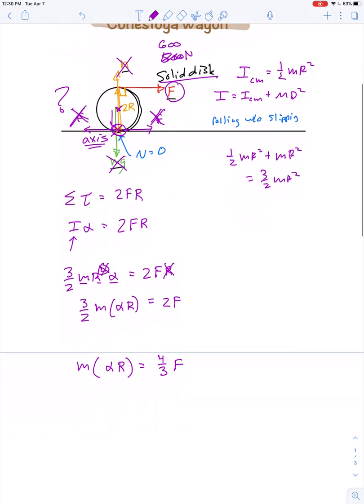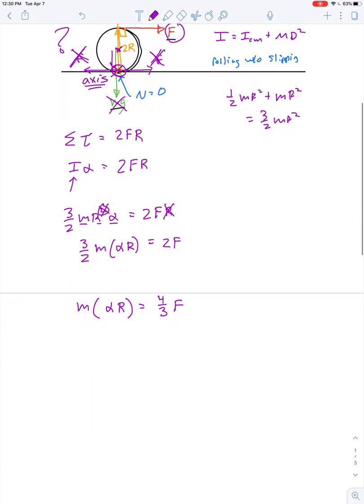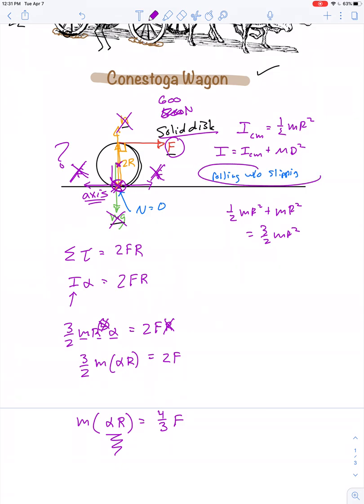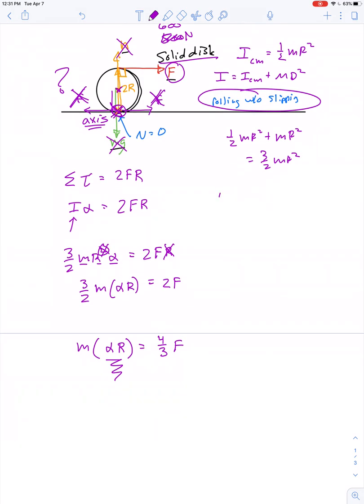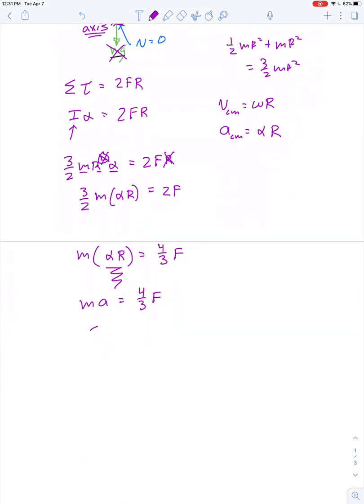So if you pulled with 600 newtons, then you'd get, well, wait a minute, what's this? Alpha times r. If we're assuming that this disk rolls without slipping, then not only does the speed of the center of mass equal the angular speed times the radius of the disk, but the acceleration of the center of mass equals the angular acceleration times the radius. So I can actually say this is ma equals 4/3 F. But we know what ma is. Ma, by Newton's second law, is net force. So there's a net force of 4/3 F.